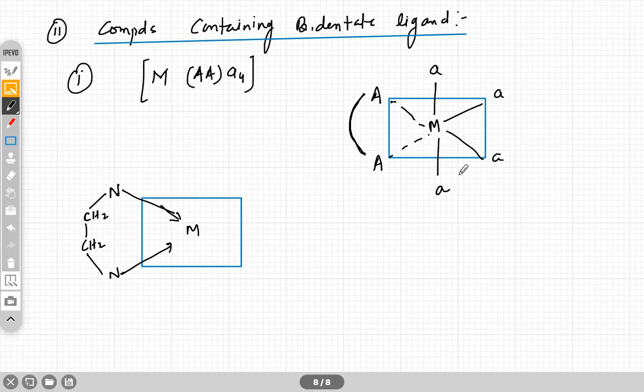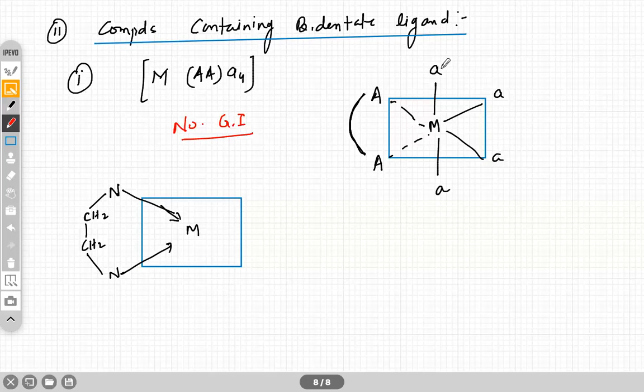How many GIs are possible in this complex? Only one. Only one structure, so no GI. GI we always write as a pair, so one structure cannot give you a pair, right? So no GI is possible, because all these positions are equivalent. It does not matter whether you place this A over here, or this A over here, or this A over here. So there is no GI for this one.